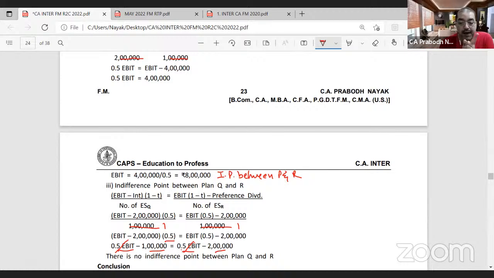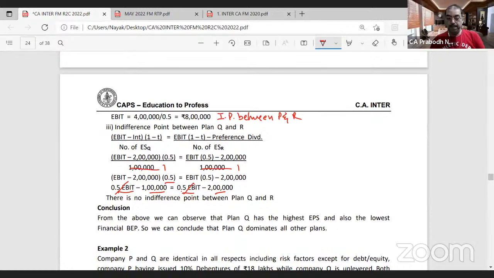So between P and Q there is an indifference point. Between P and R there is an indifference point. But between Q and R there is no indifference point. So how to write the answer? We'll say from the above calculations you can observe that plan Q has the highest EPS and also the lowest financial break-even point. So plan Q dominates all other plans.